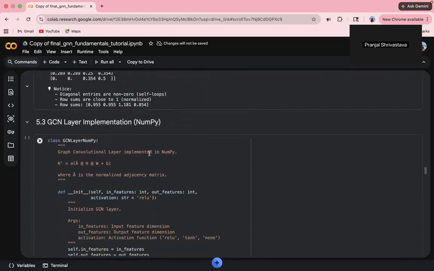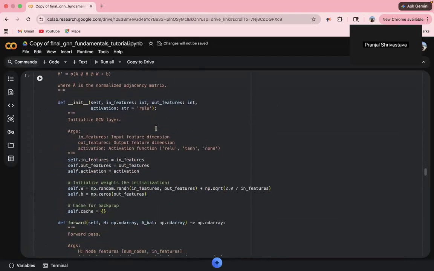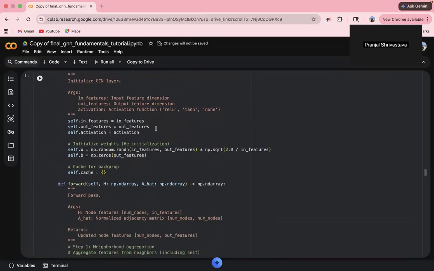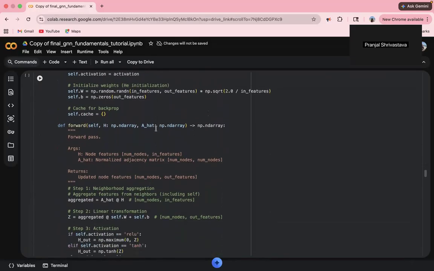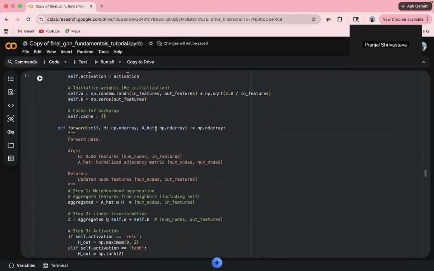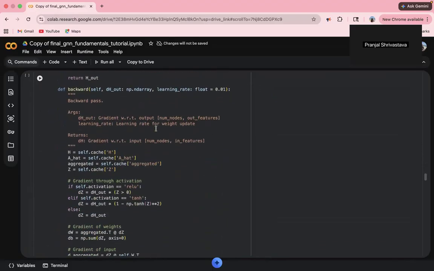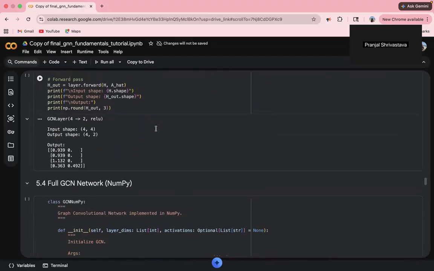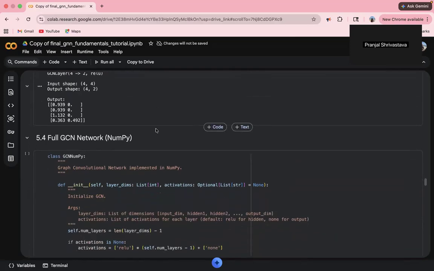GCN layer implementation using NumPy. In this code, we have the GCN layer formula in full. Multiply the normalized adjacency matrix by the node features. Then multiply by a learnable weight matrix, add bias, and apply ReLU. Next, we have the full GCN network.